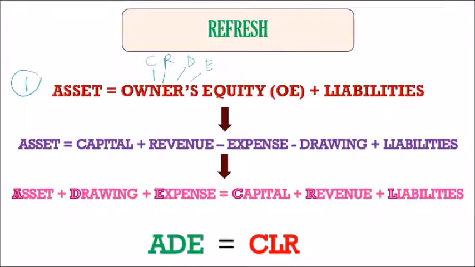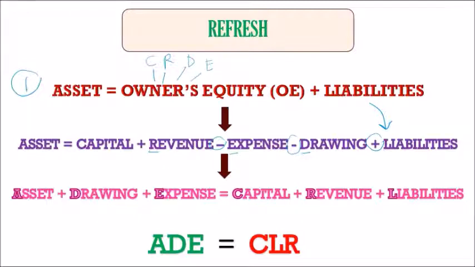So if you expand the equation by putting all these 4 accounts in the equation, you will get asset equals to capital plus revenue plus, since revenue increases owner's equity, minus expense because expense reduces owner's equity, and minus drawing as drawing also reduces owner's equity. Lastly, just bring back liability plus.